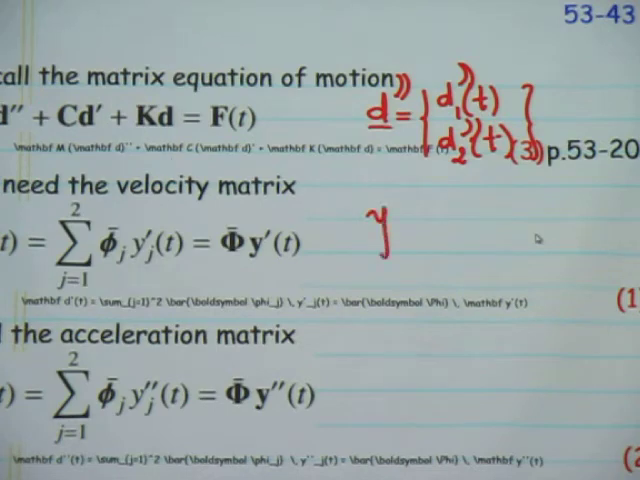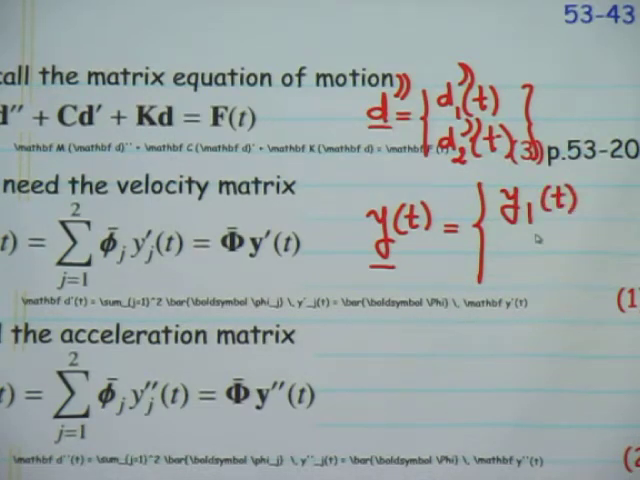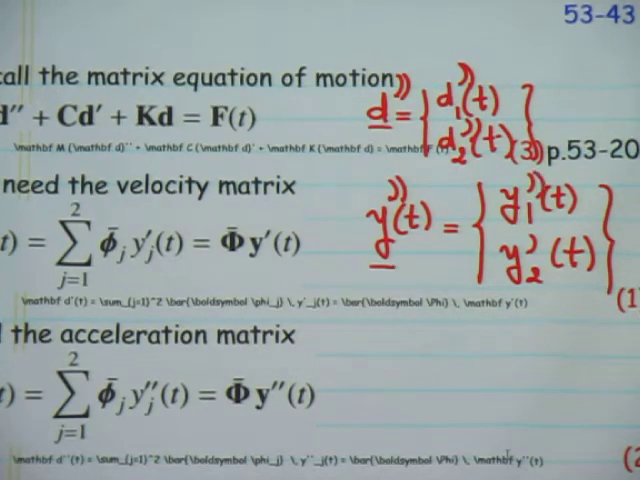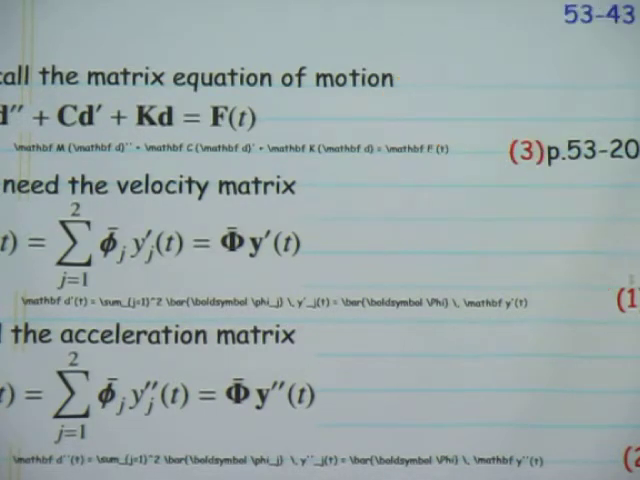So now y, which is a function of time, is a matrix: y1 and y2. That's the new displacement, or the modal coordinates. Modal displacement in the new coordinates of the normalized eigenvectors. Then the velocity, modal velocity, y prime. Then you take the derivative of y, and for the acceleration, the second derivative. So that's the notation.